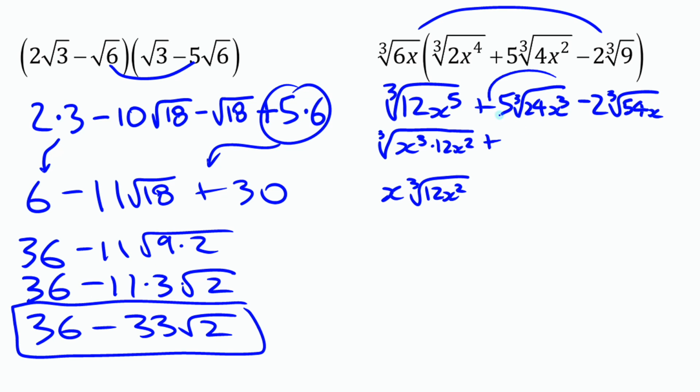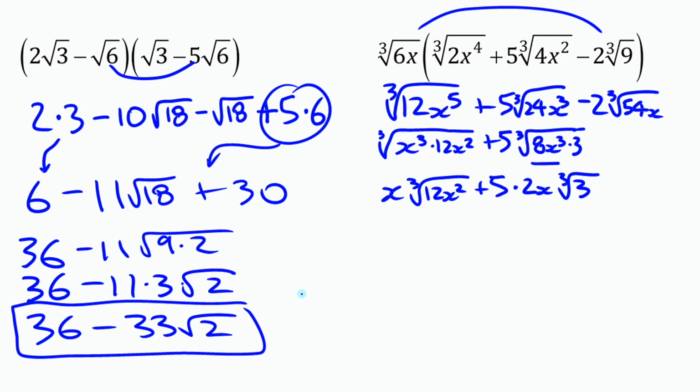The second one here, 24x cubed. Well, x cubed is a perfect cube, of course, and 24 can be written as cube root of, we can make this 8. We'll put the 8x cubed there. The 24 I'm going to write as 8 and a 3. Because then we can write this as 5 times cube root of 8x cubed is 2x. And the leftover part here is cube root of 3. There's only a 3 left inside there.